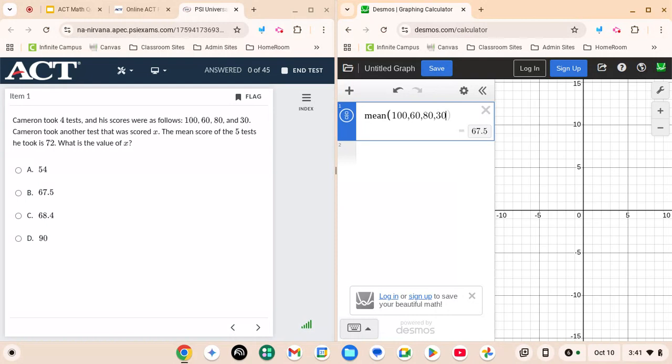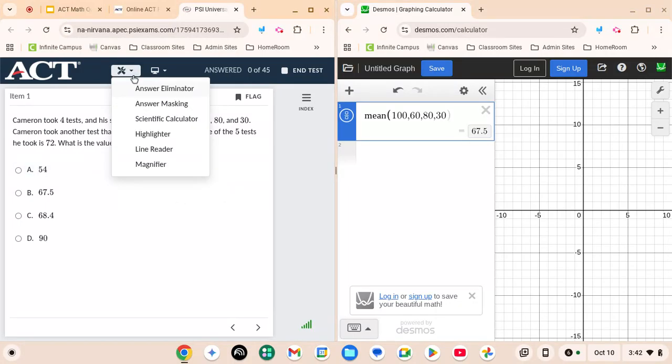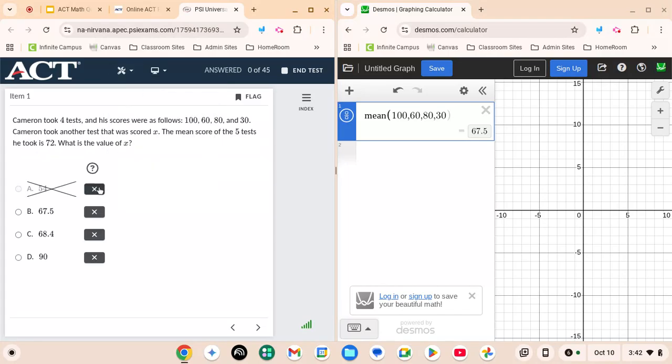So if we want our average to be a value higher than that, then we need a score that's higher than 67.5. So we can go back to our test and we can use some of the tools here, this answer eliminator. I can get rid of 54 because I know that's not going to make the average higher. 67.5 is the current average, so it's down to these two right here. So we could just guess and check if we wanted to. However, to get our average up substantially, we need a substantially higher value. So I start with that 90 and I put that 90 in, and I notice that my mean is now 72. So with Desmos, it makes that question really easy. I now know the answer to that is 90.